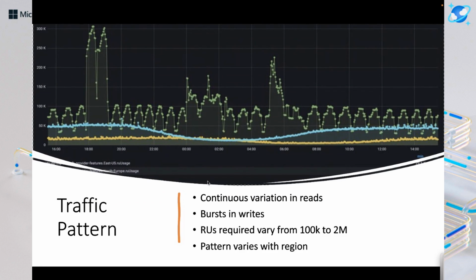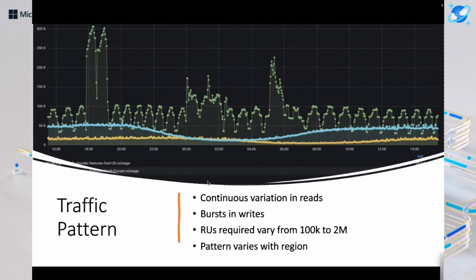As you can see, there are three colors here, blue, yellow, and green at the top in the image. Each of these represents a different region. We have a single write region, which is the green one, and the other two are simply read regions. So read is happening on all three regions, whereas the write is happening in only one region.